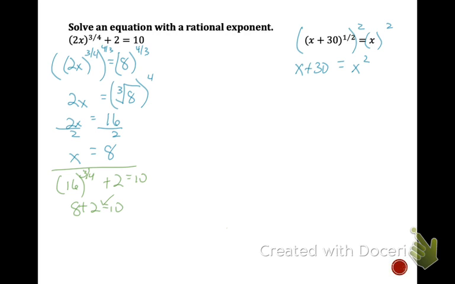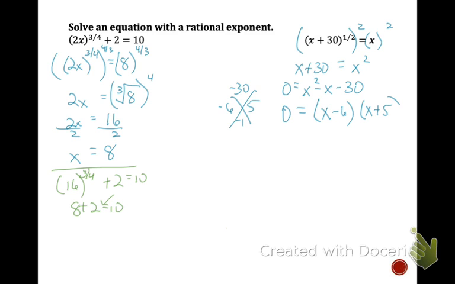I notice I'm going to have a quadratic to solve. So I'm going to move everything over to the right-hand side of my equal sign. And now I'm going to factor. So this will factor as x minus 6 times x plus 5. Setting those each equal to 0, our two potential answers are x equals positive 6 and negative 5.